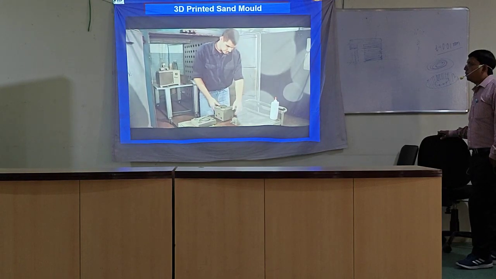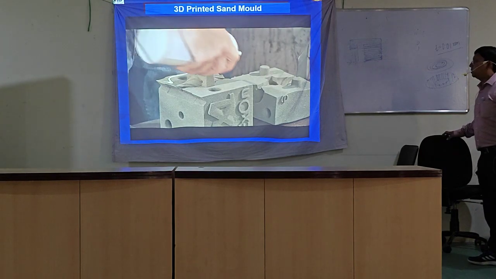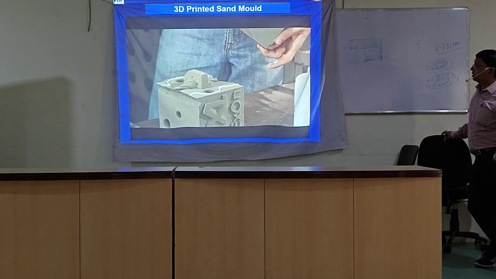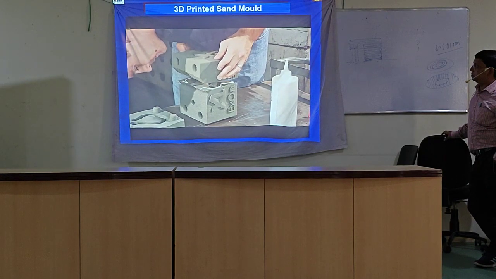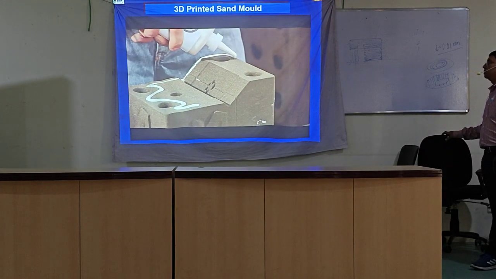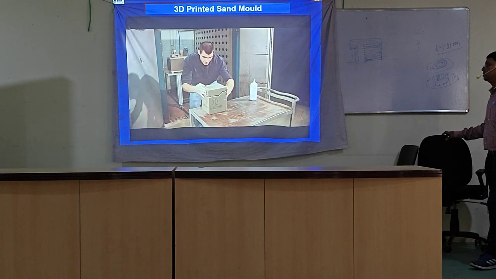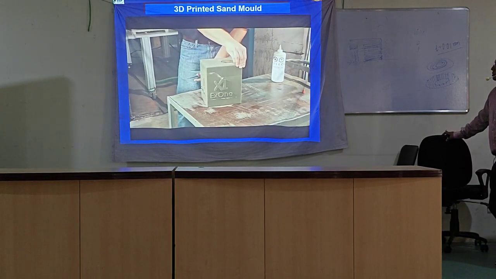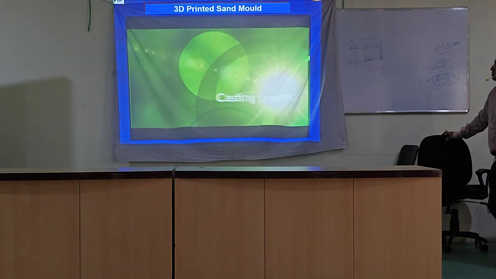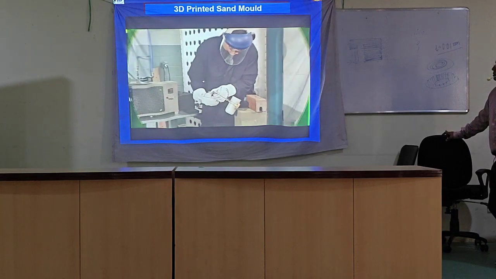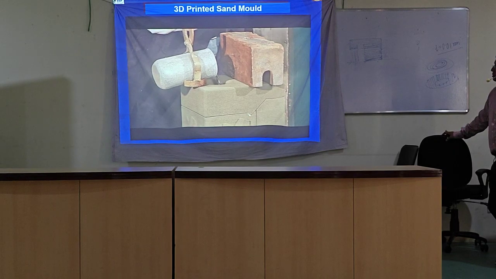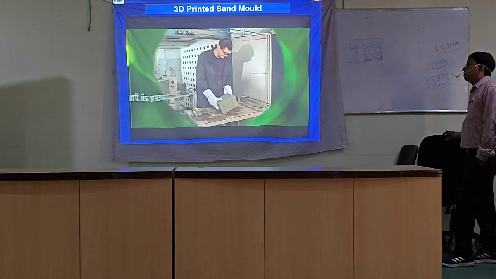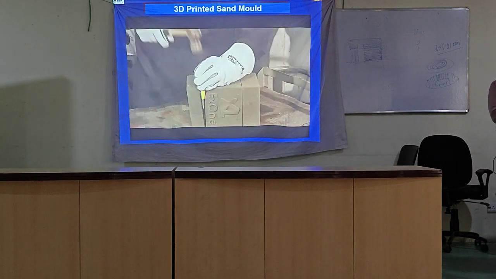And the mold has been created in split form. Maybe some specific reason might be there. So you have to assemble by the traditional way. You have to put the core inside. So next we get the casted part.